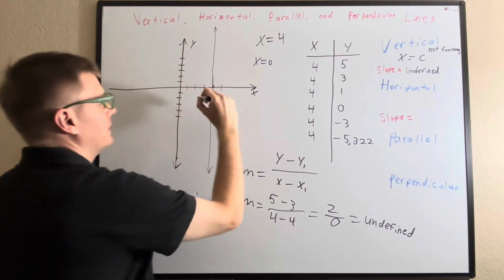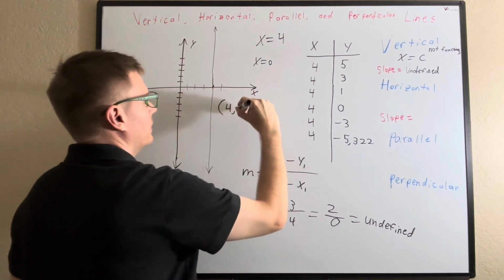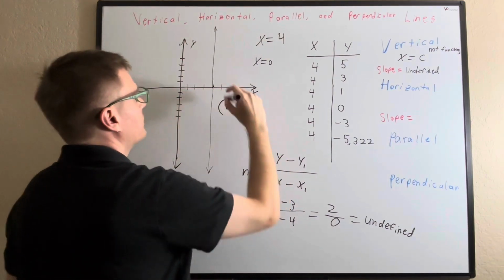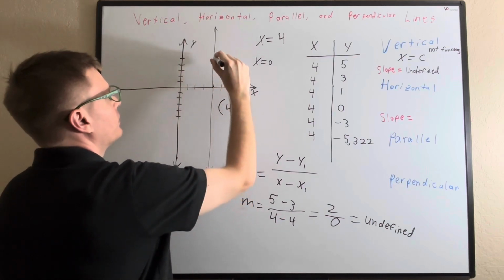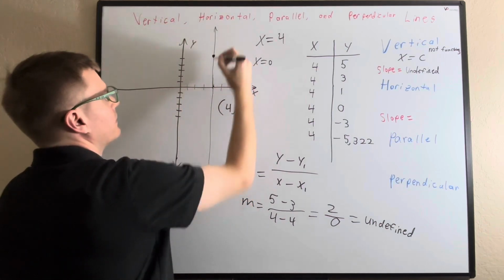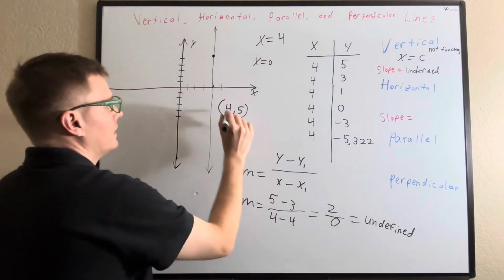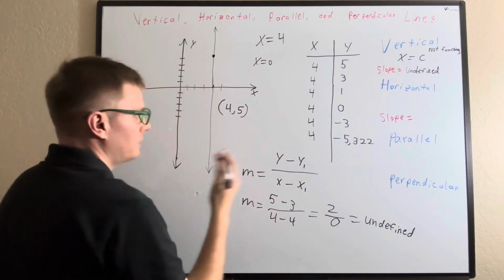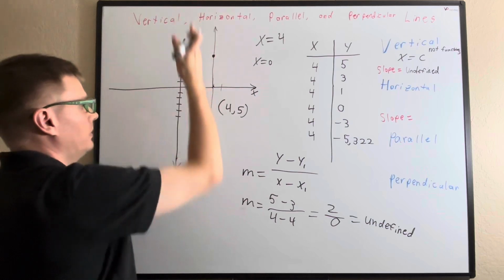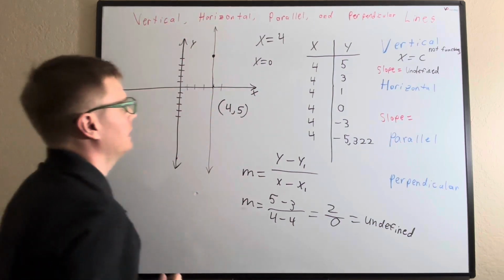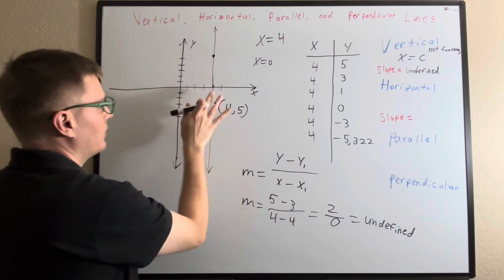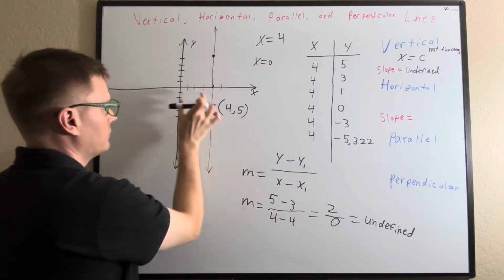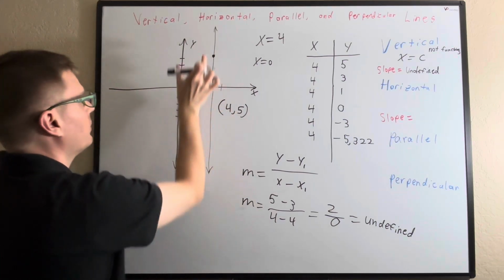Because how you graph this is 4, 1, 2, 3, 4, 5, right there. And if the x is always a 4, just go up and down that line there, because x is telling you how far away from that origin you are, and you'll just always be 4 away from it.